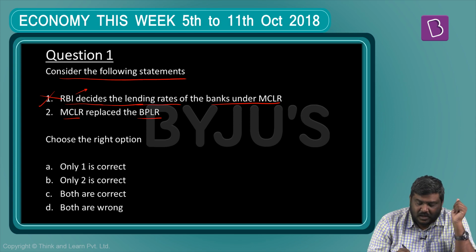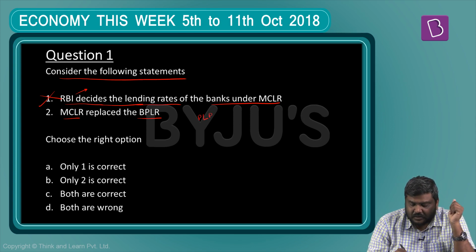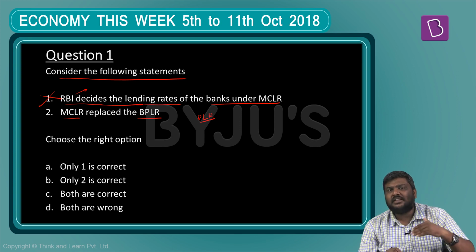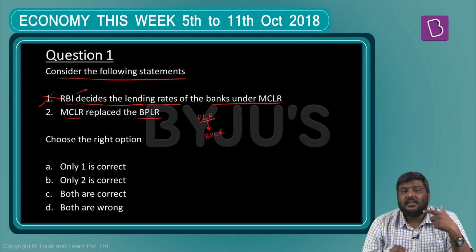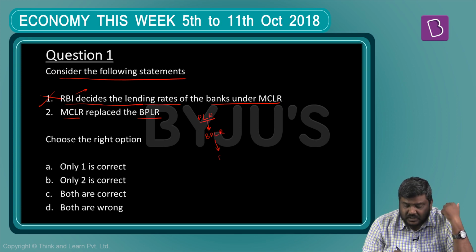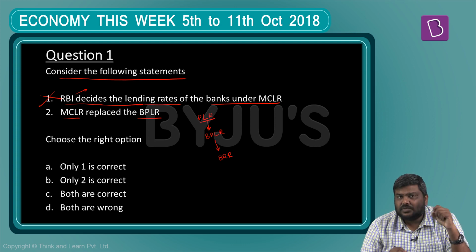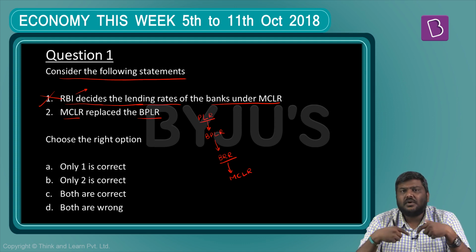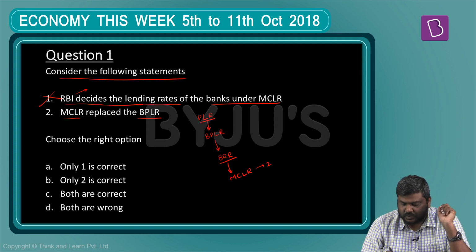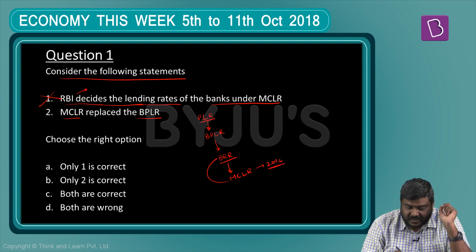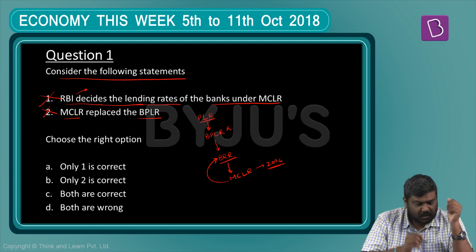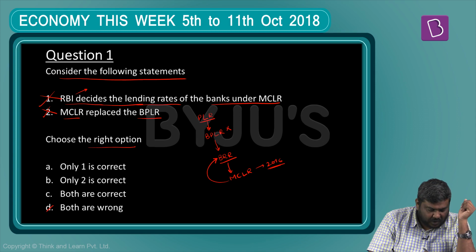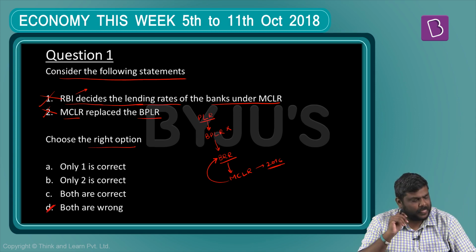Please understand, earlier I said there was a concept of PLR, primary lending rate, which was introduced back in the year 1993. This was replaced with benchmark primary lending rate in the year 2004, which was again replaced with the base rate regime in the year 2010. This was replaced with MCLR, marginal cost of funds based lending rate, in the year 2016. So MCLR has replaced the base rate, not BPLR. So again, the second statement is also wrong. Choose the right option, and the right option will be option D. Both the statements are wrong.